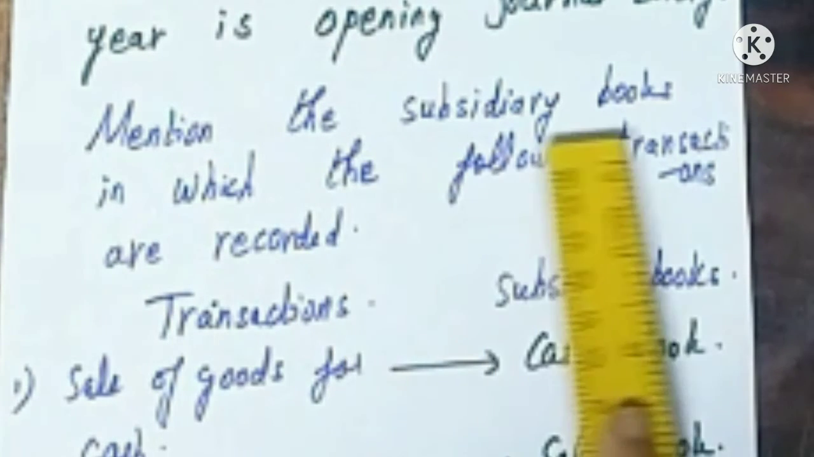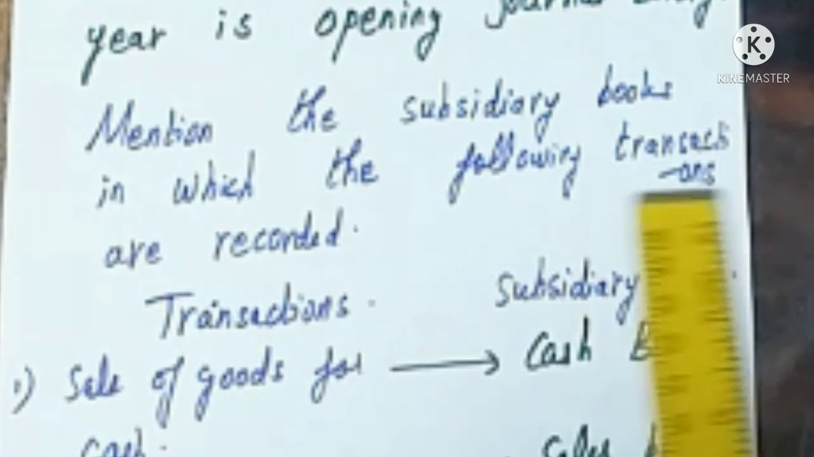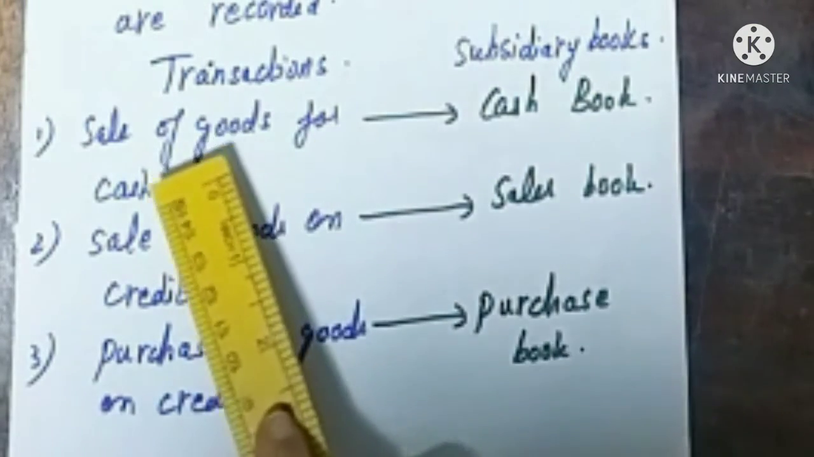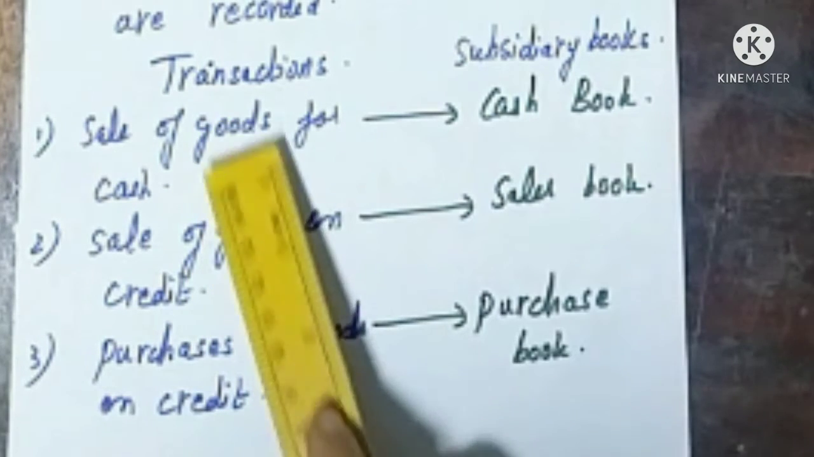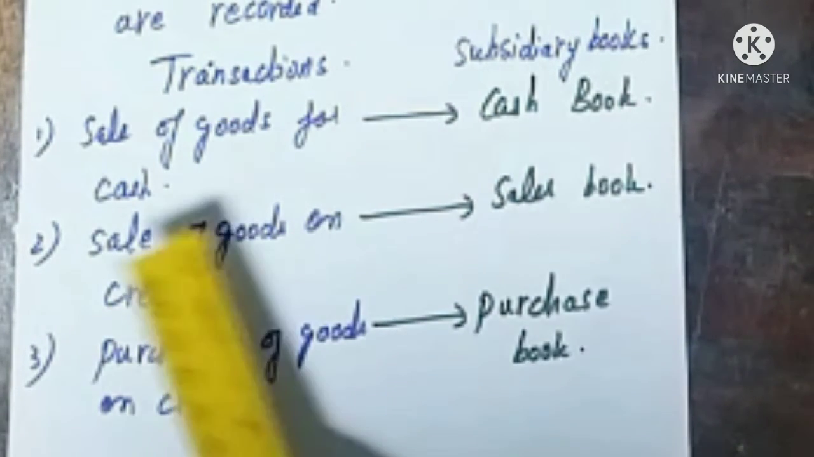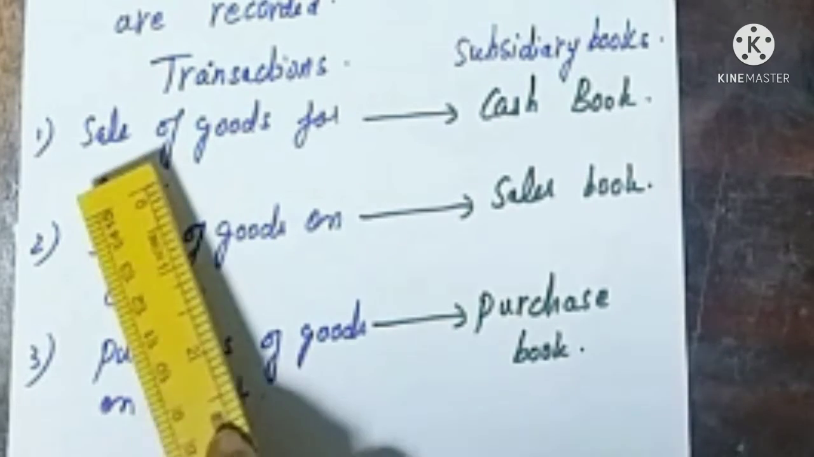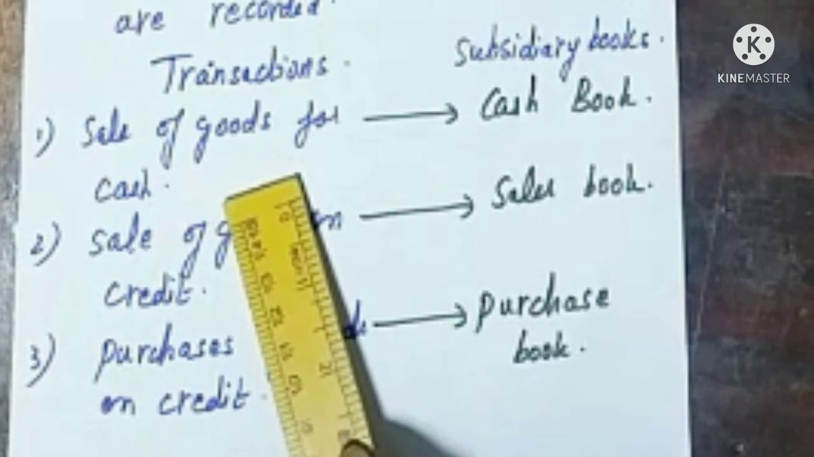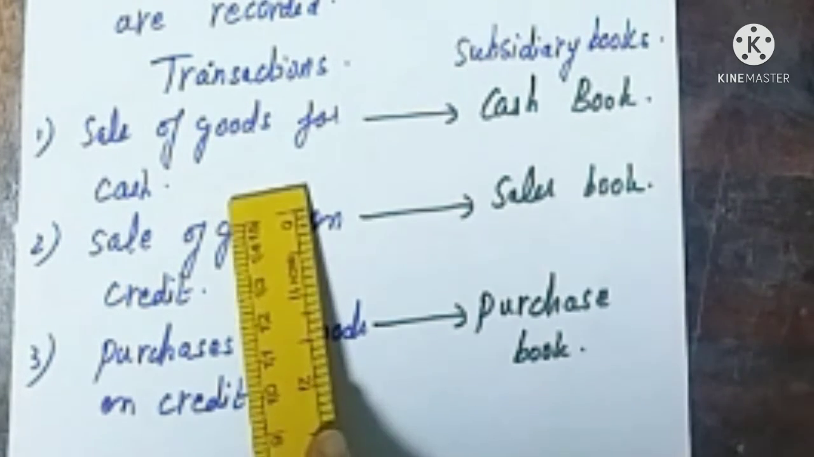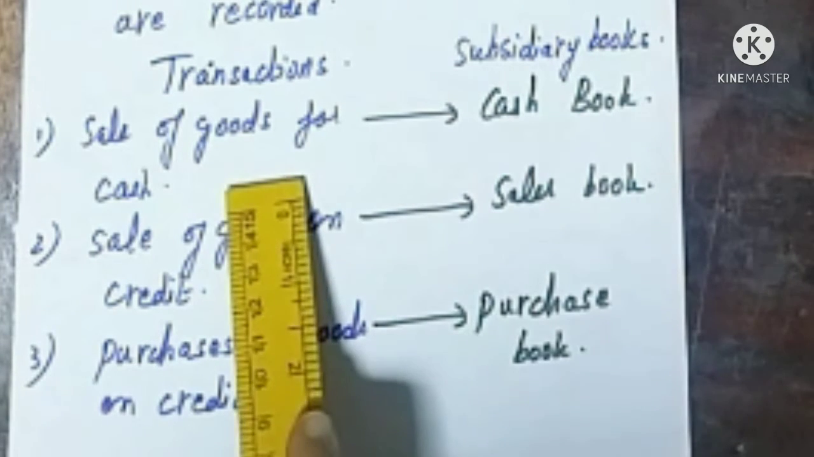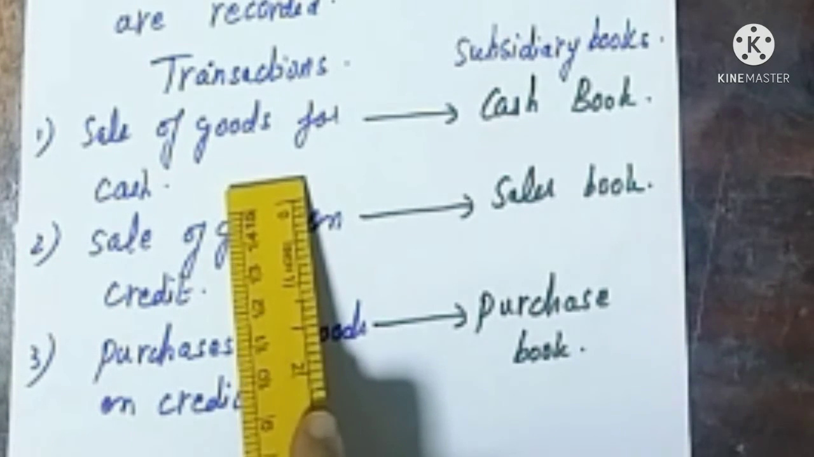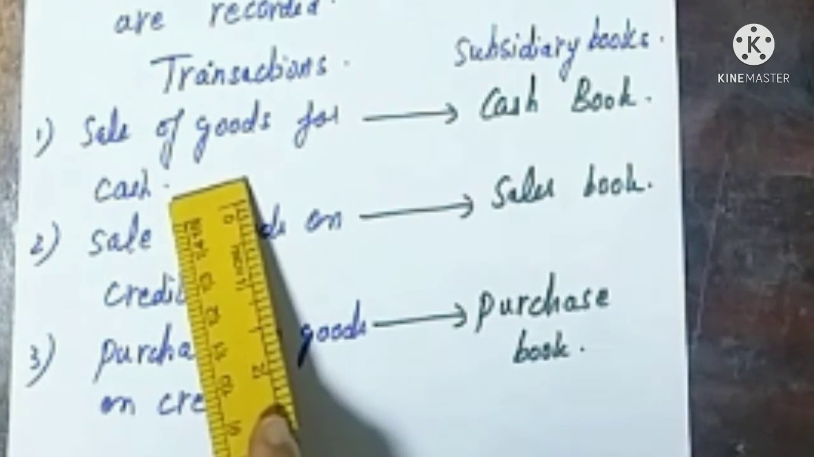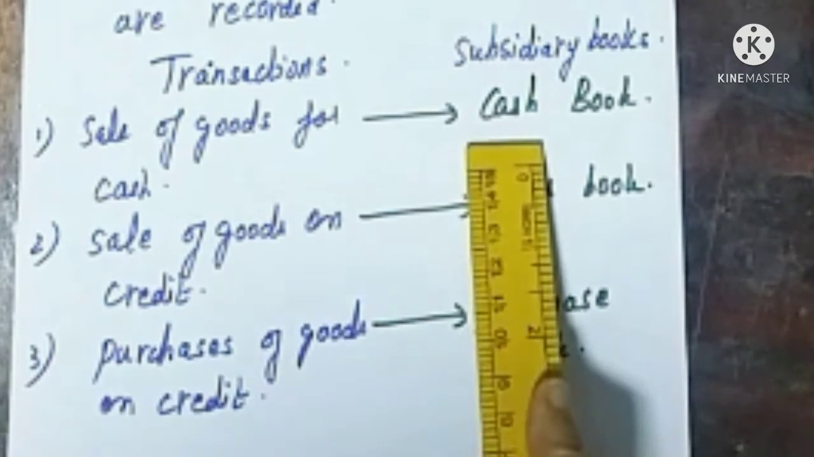Mention the subsidiary books in which the following transactions are recorded. We have to see in which book these transactions will be recorded. The first transaction is sale of goods for cash. So what is a journal entry when you make sales? Cash is coming in and goods are going out. So debit cash account and credit sales account. It is a cash transaction. So it will be recorded in cash book.